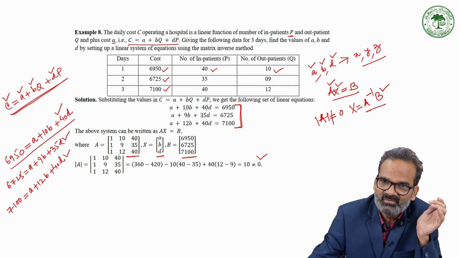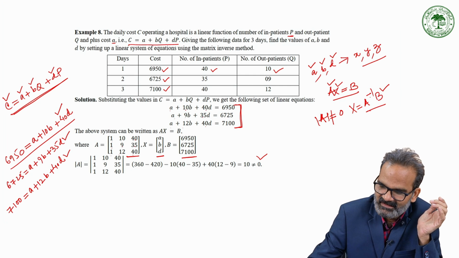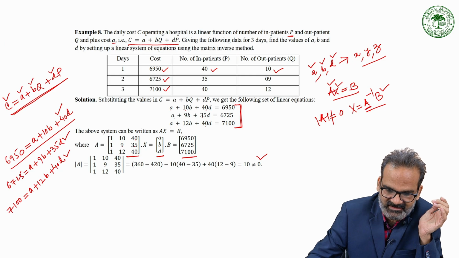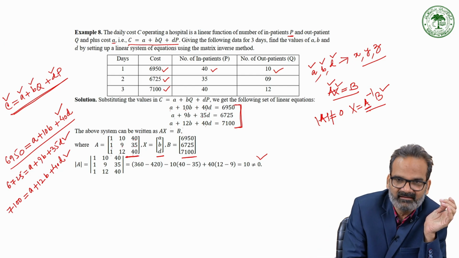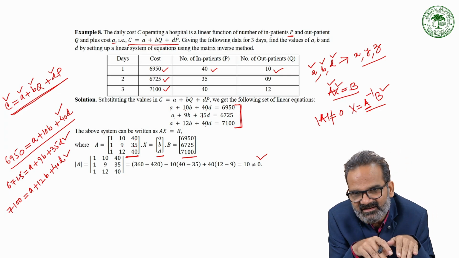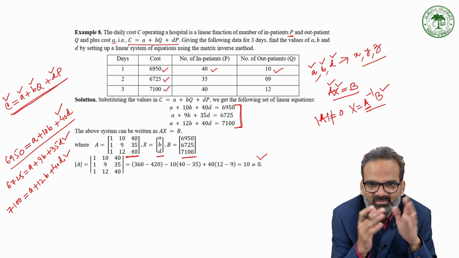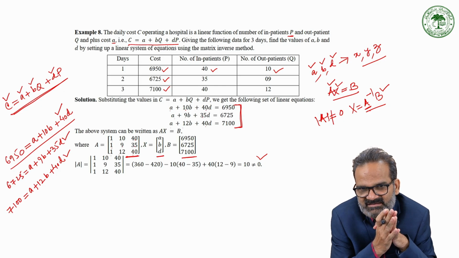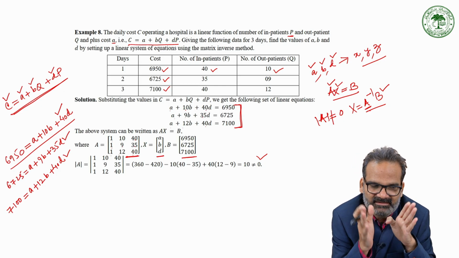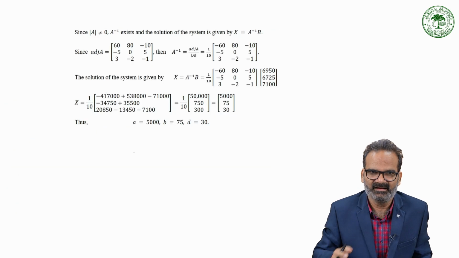B is with you. What do you want to calculate? Simply calculate A inverse from the matrix A and multiply this A inverse with the matrix B. The resultant product will give you the values of the variables a, b and d, right? Let us see in the next slide.